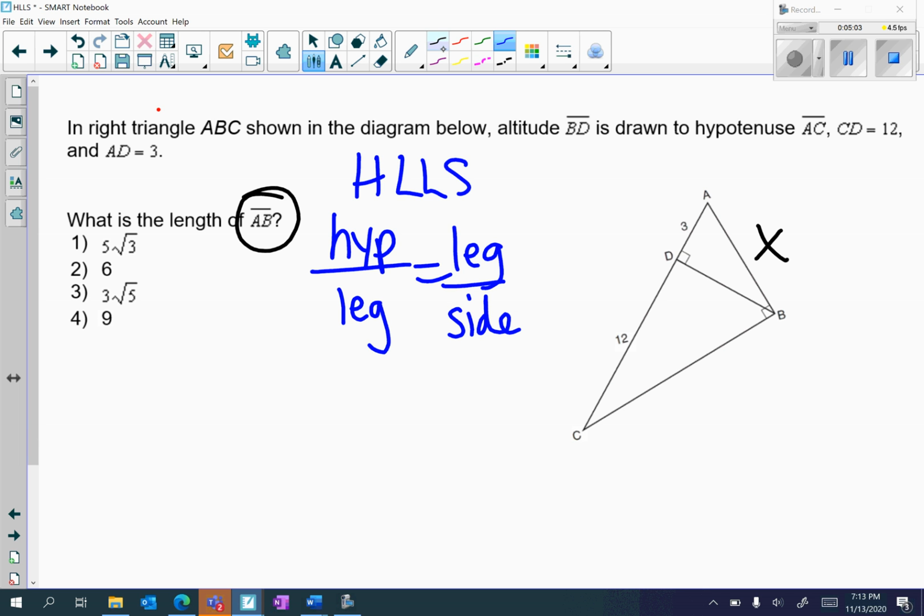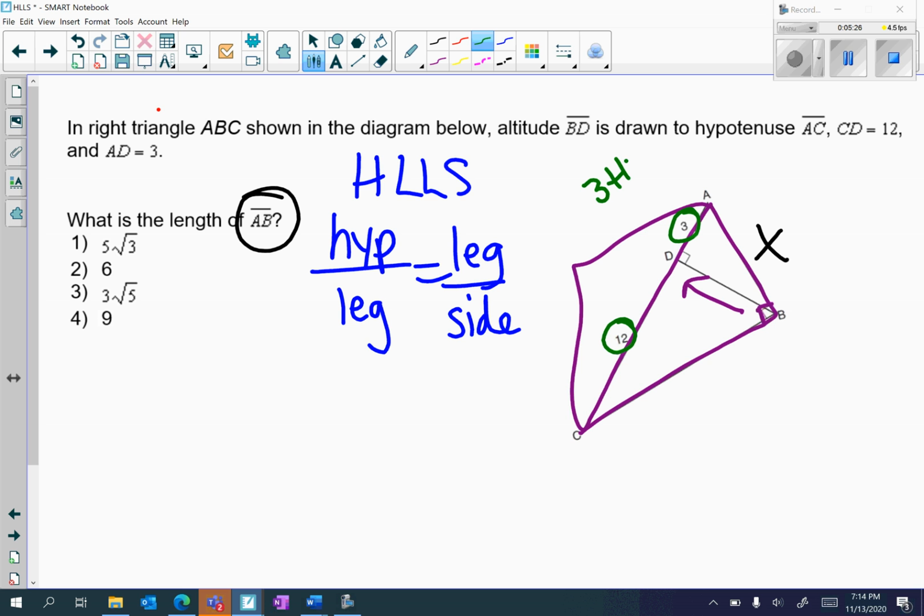So first, let's identify our hypotenuse. So again, I'm looking at my big triangle ABC. Here's my right angle. Across from my 90-degree angle is my hypotenuse. So AC is my hypotenuse. So notice I have a 3 and a 12. I have to add 3 plus 12 in order to get the length of my hypotenuse, which is 15. So 15 is my hypotenuse. My leg is going to be x, what I'm trying to solve.